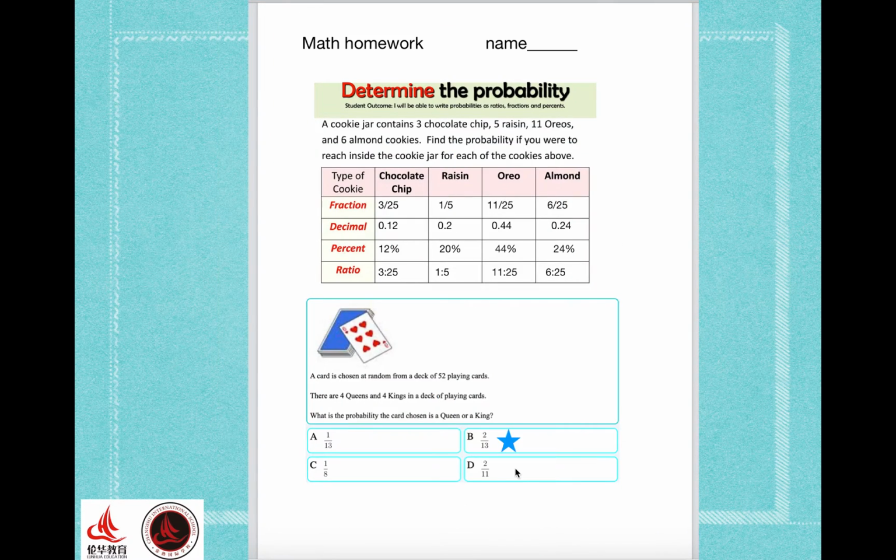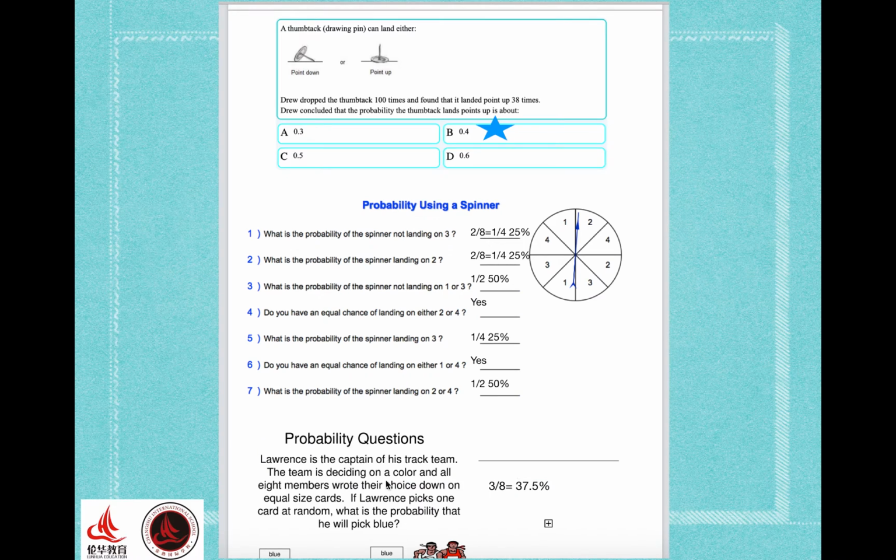Hopefully you've checked your homework. This is the homework. If you need more time, just pause it to check it.